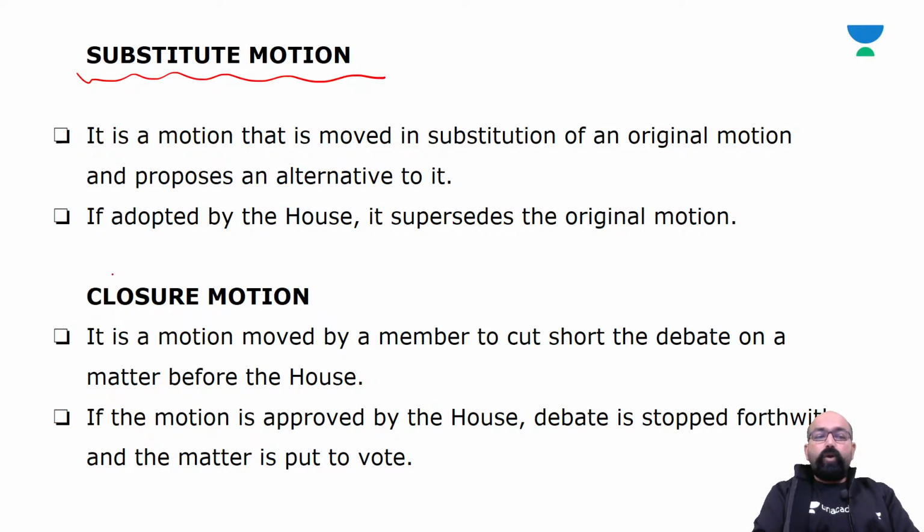And then, closure motion. It is a motion moved by a member to cut short the debate on a matter before the House, and if the motion is approved by the House, debate is stopped. Forthwith the matter is put to vote.